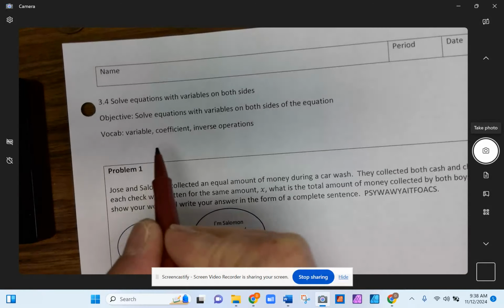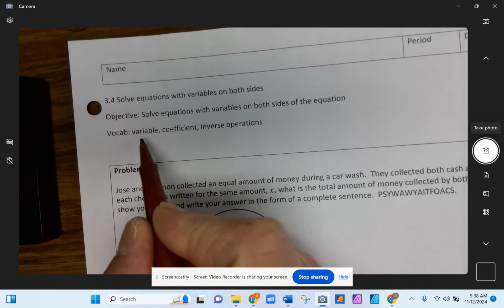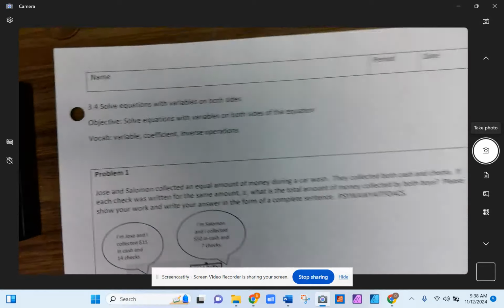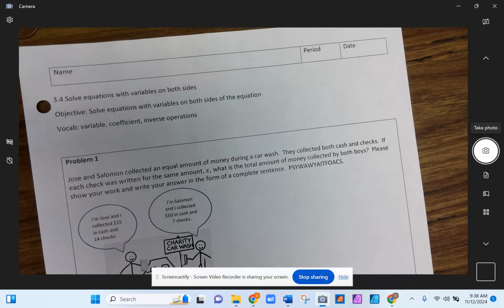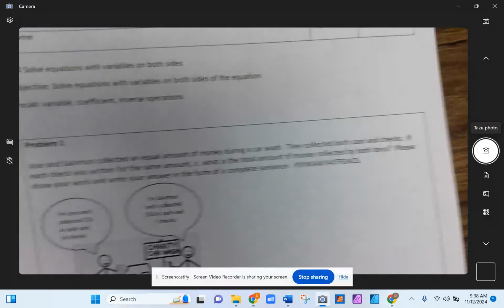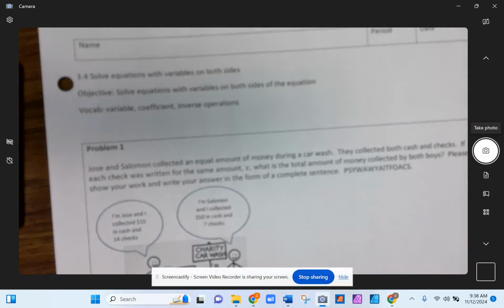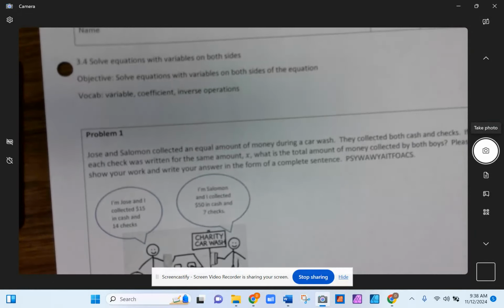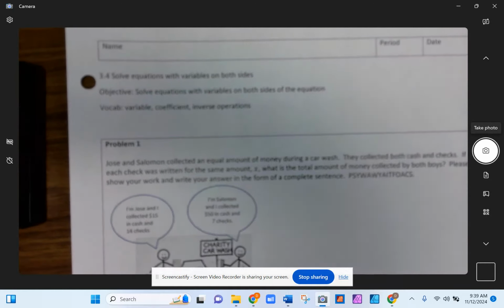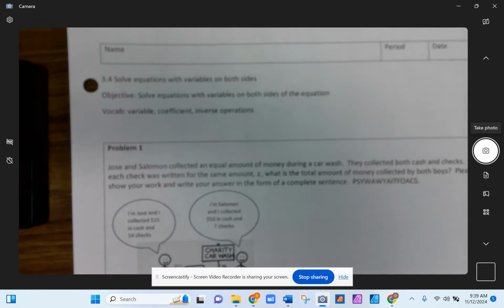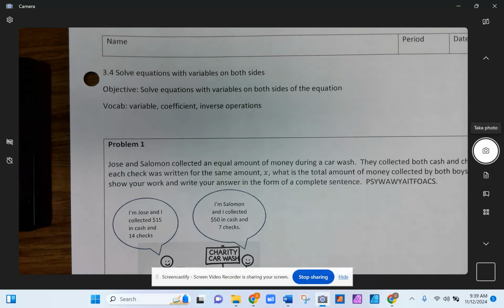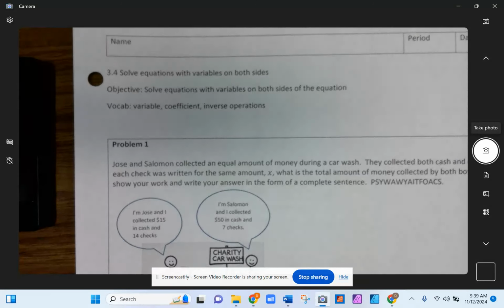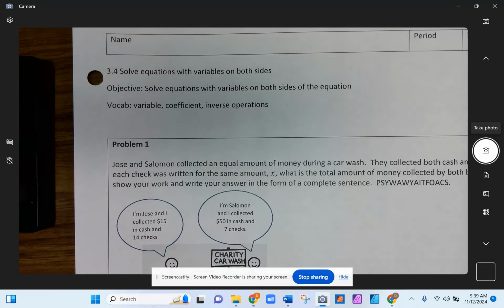Some vocab: variable, coefficient, inverse operations. Variable is just a letter that replaces a number, right? And so basically you isolate the variable, you find the variable in an equation. Coefficient is just the number in front of a variable. And then inverse operation is how you basically solve these equations. We talk about the opposites of these operations, like addition and subtraction are opposites, and multiplication and division are opposites as well.